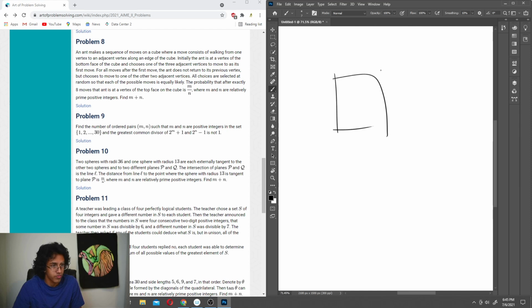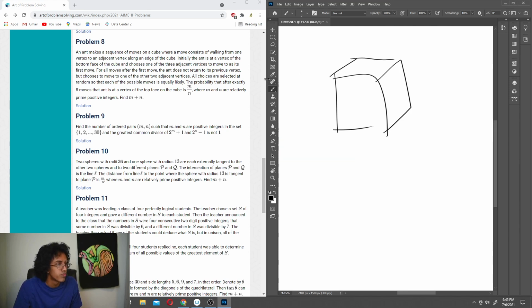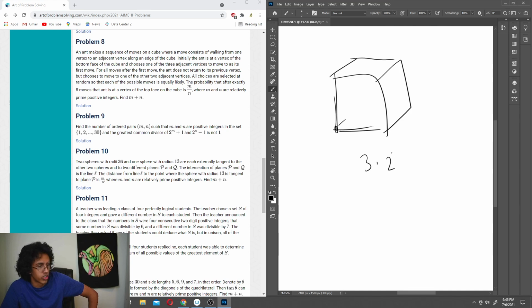Okay. So, we got this. For all moves, it never returns to its previous vertex, but it chooses. And where does it start? Okay, so it starts somewhere at the bottom, and then it chooses to move forward. So it doesn't ever go backwards necessarily. So then we just need to count the number of paths where it actually ends up at the top. So the number of total paths for 8 moves is 3, right? There's 3 ways to go from the first one, and then 2 from there on, right? So it's 3 times 2 to the 7th.